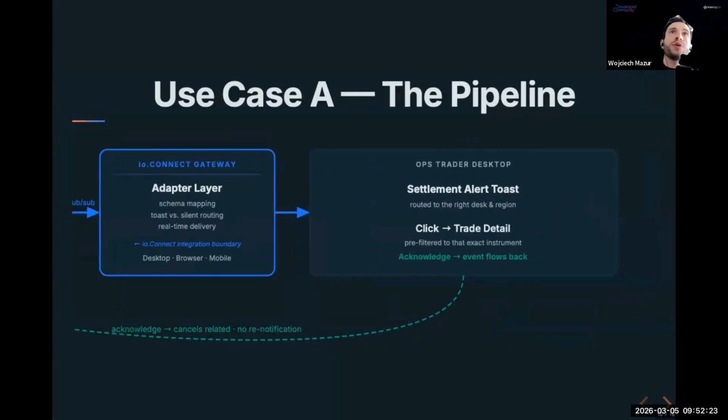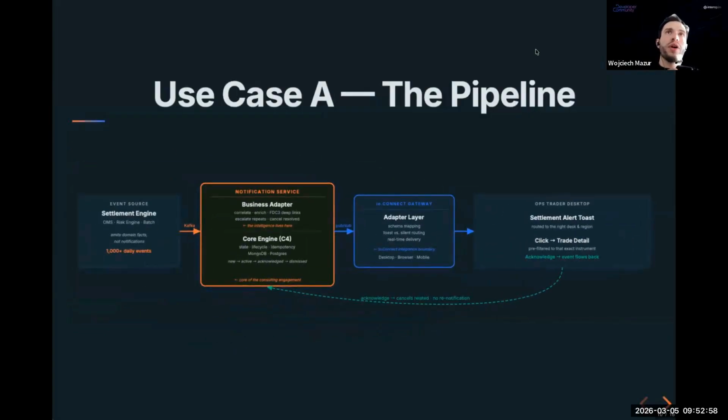And then you have the io.Connect Gateway and io.Connect Desktop. The adapter layer maps the internal schema to our functions from the API. So you just raise the notification with the title, severity, actions, and the click interop, which fires an interop method call, and the action button wires directly to any registered app without hard-coded links. When the trader acknowledges, the state transition is fired back through set state, and the business adapter receives it and cancels related notifications.